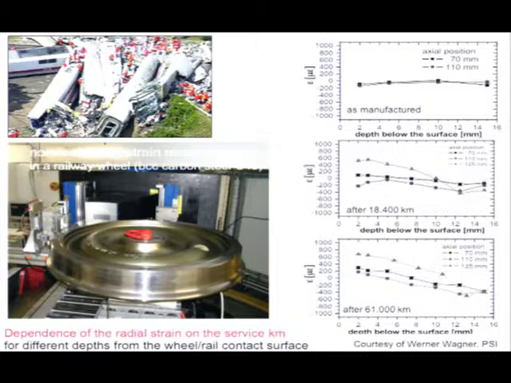I'm not really sure whether these measurements have been related to the fatigue cracking. But you can definitely see that there is a change, and this change is probably a cause for the fracture of the wheel hub.